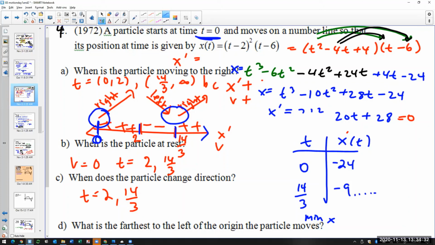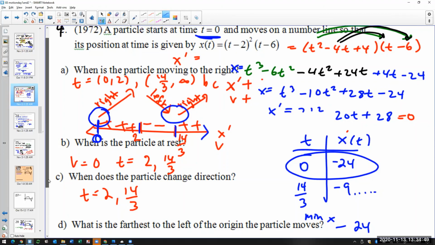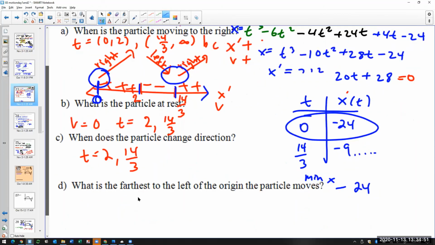The furthest to the left, right? Oh, the question is, what is the furthest to the left? So the answer is going to be -24. Okay, that's the position you're on when you're furthest to the left. If they ask for time, you would say 0. Did we finish this problem? Nice. Okay.